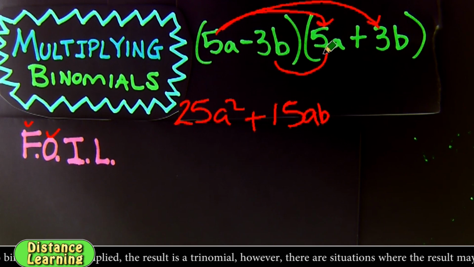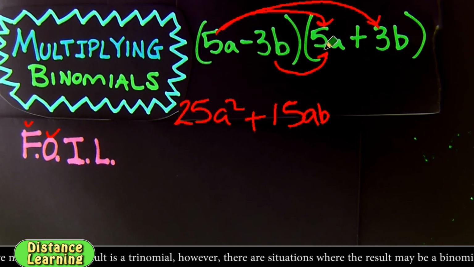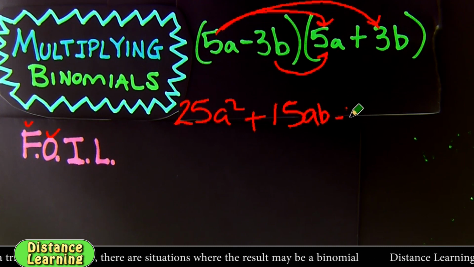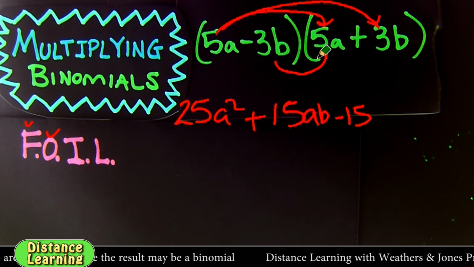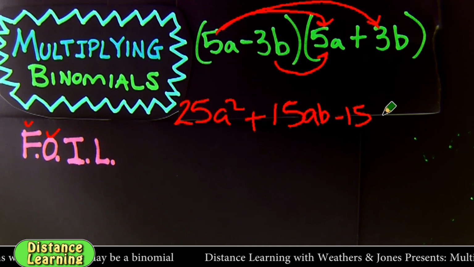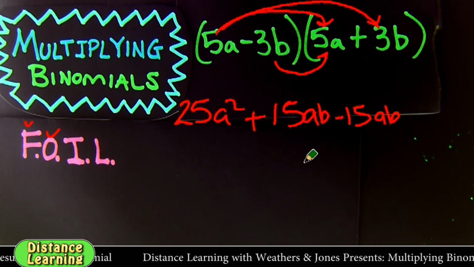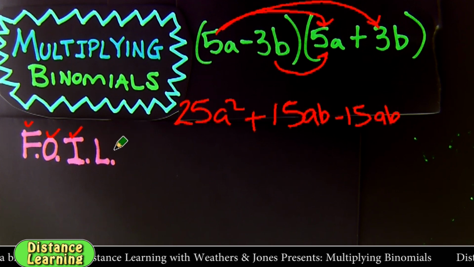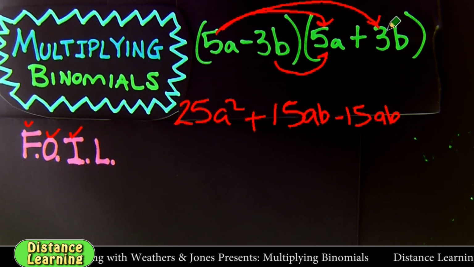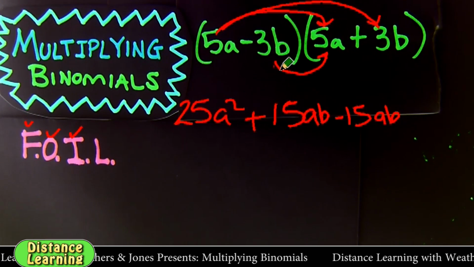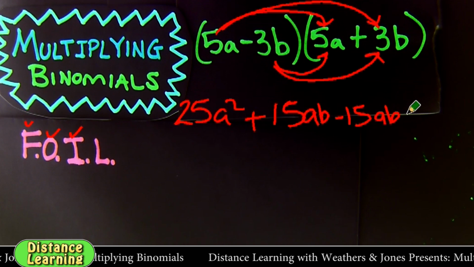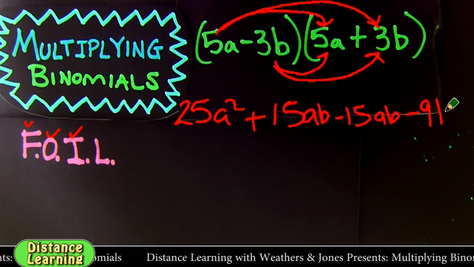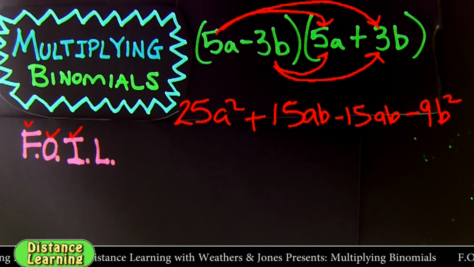We're going to have negative 3b times 5a. That's going to make negative 15, and we won't call it ba. It could be ba, but we're going to say alphabetically. We'll always put the a in front of the b, like so. So there's our I. And let's do our last, which means the last one in each parenthesis. So negative 3b times positive 3b. Negative 3 times positive 3 makes negative 9b squared.